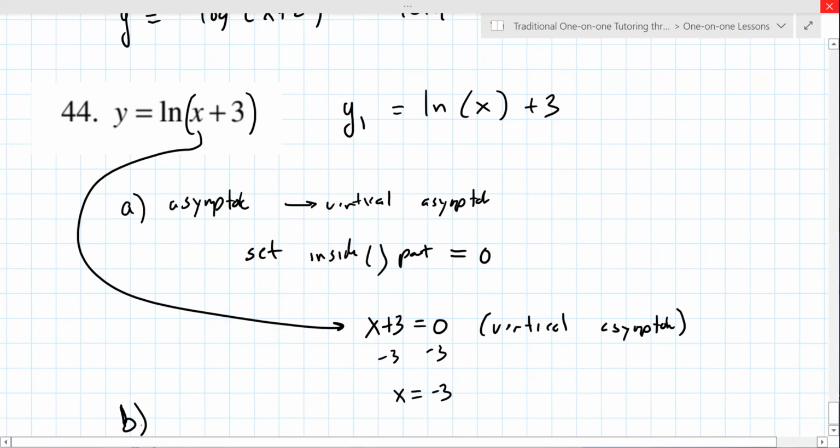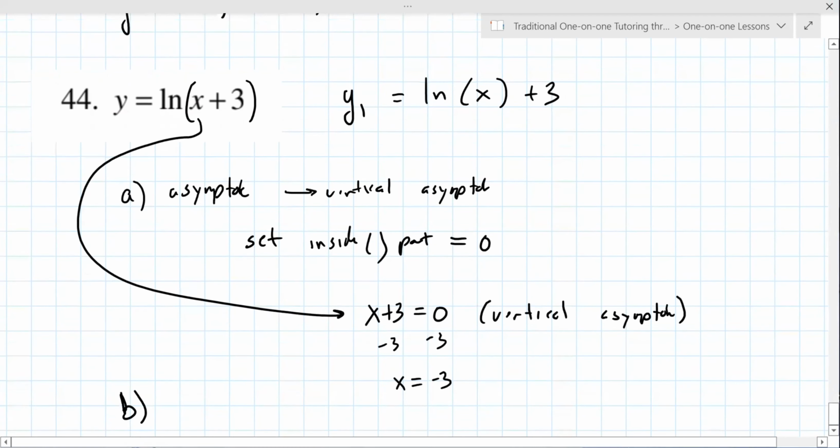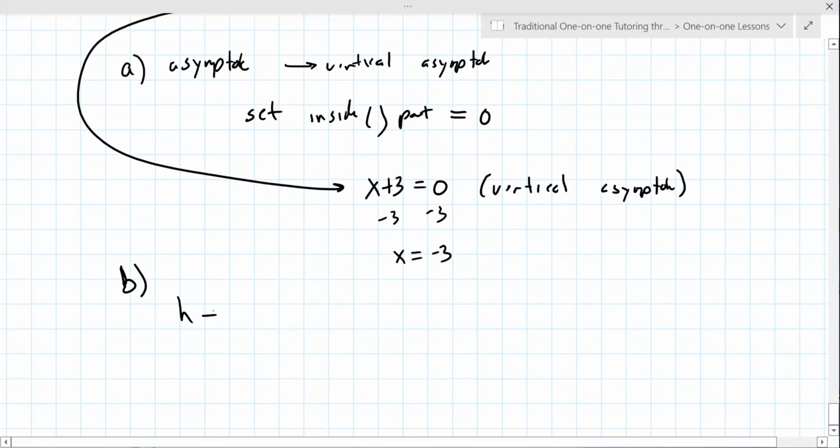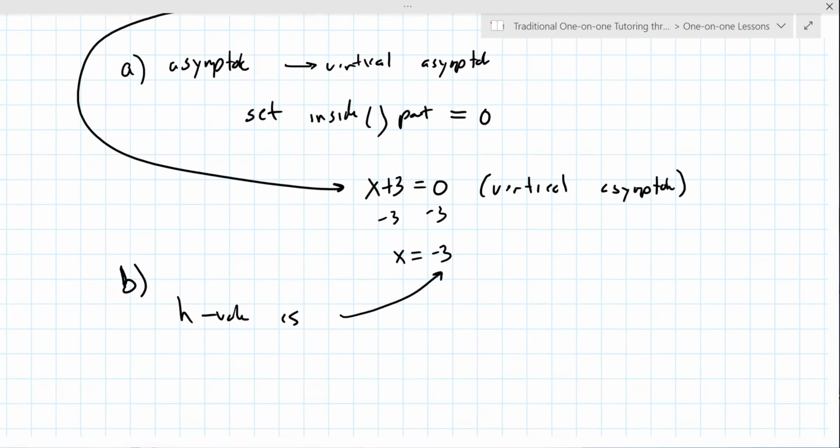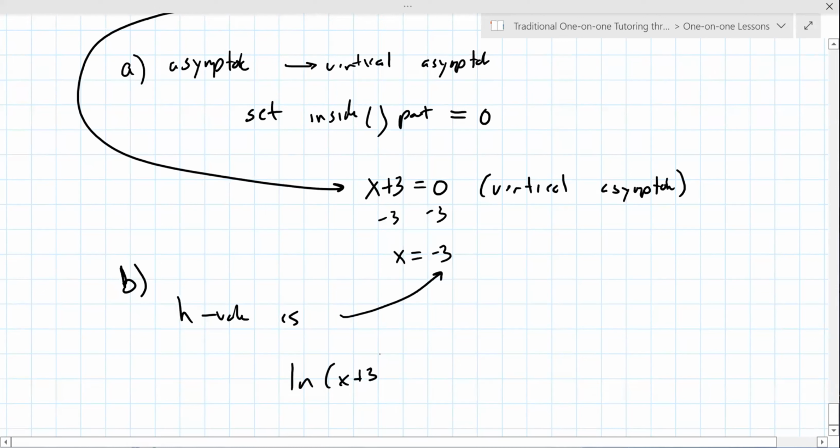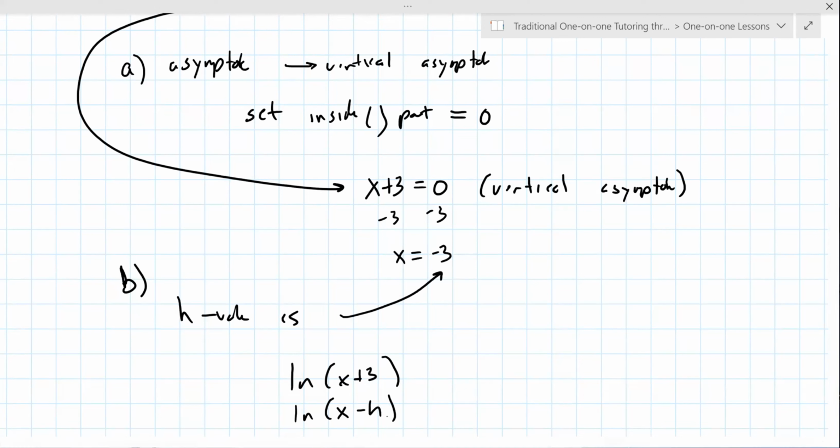B is the asymptote is the h value. So the h value is this number right here. It's kind of like the exponential ones. If it's truly natural log of x plus 3, it's natural log of x minus h, and we talked about earlier how you consider h to be opposite in sign of the thing in parentheses.